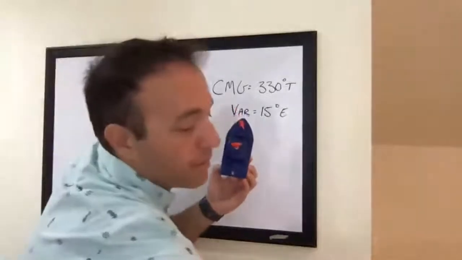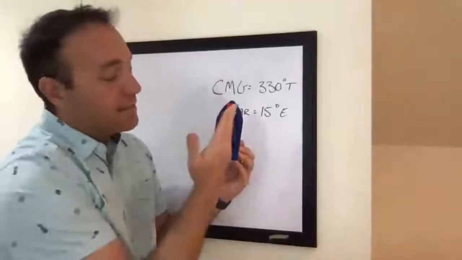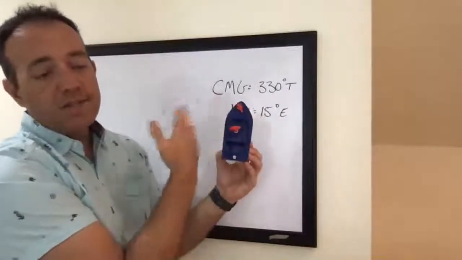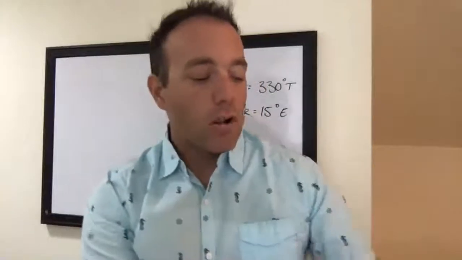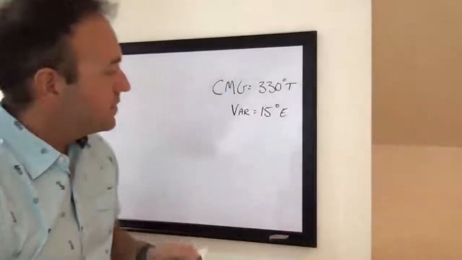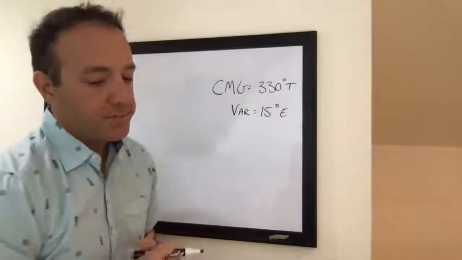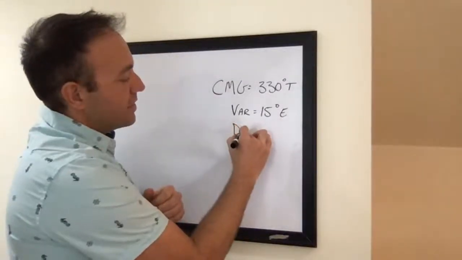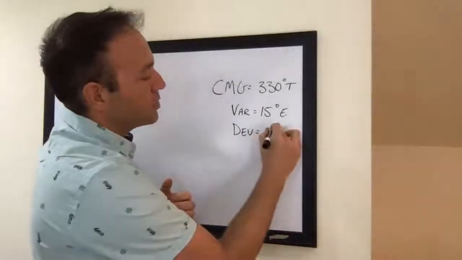Likewise, if there was some metal or some electronics on the phone, you could deviate the compass a little to the east or a little bit to the west. So the variation and deviation are always going to give you a direction as well. It's either going to be east or west. Likewise, say the deviation was given to you as 2 degrees west.